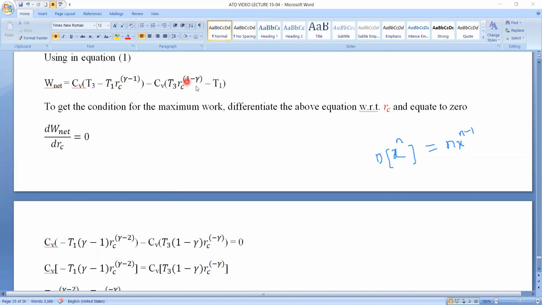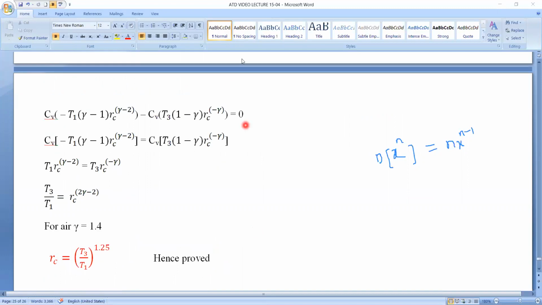So 1 minus gamma as it is into RC raised to 1 minus gamma minus 1. Minus 1 plus 1 will get cancelled. The only remaining is minus gamma. Minus gamma equals 0, so we have to equate it with 0. I hope up till here this is clear.